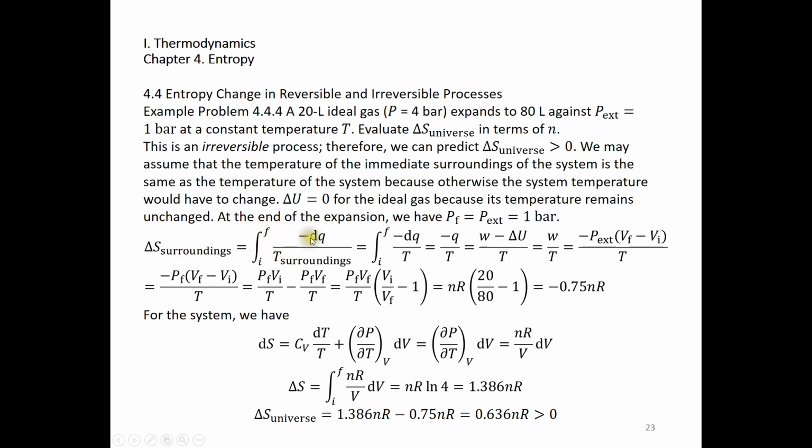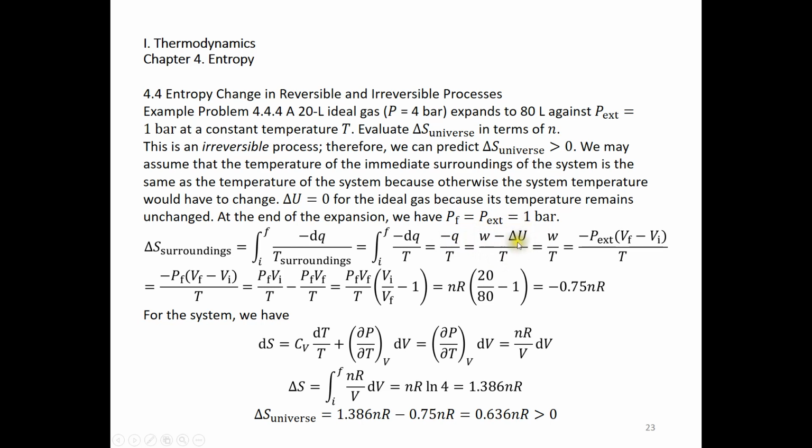This is the integral of negative dq over T surroundings. Because it's an isothermal process, there's no change in temperature of the system, and therefore we can assume T surroundings is equal to T. Otherwise, there's going to be some temperature change to the system inevitably. So we get this equation. Because T is constant, it's just T on the bottom. On top, we have the integral of dq, so that's just negative q. Negative q is W minus delta U, and we have this equation.